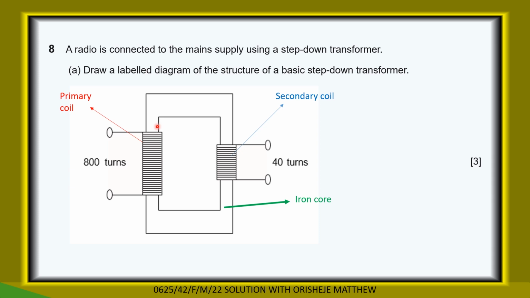Why is it called a step-down? Because it is going to reduce the voltage. Higher voltage flows into the main primary coil, and then it induces a lower voltage on the secondary coil.